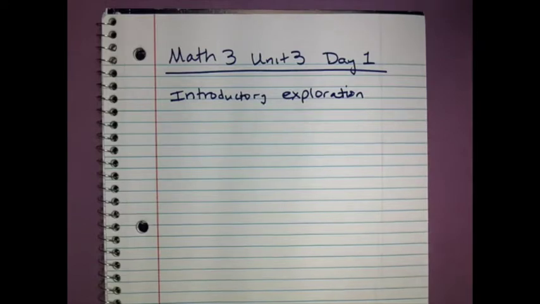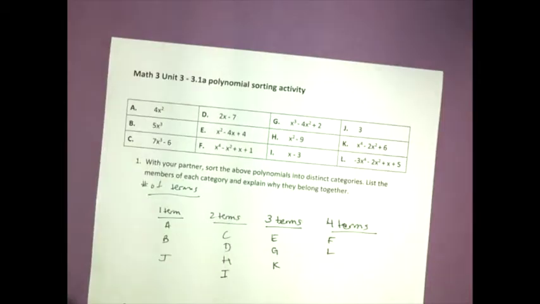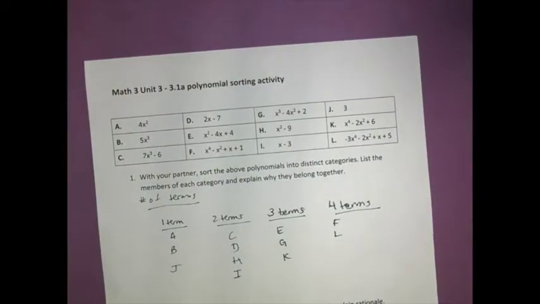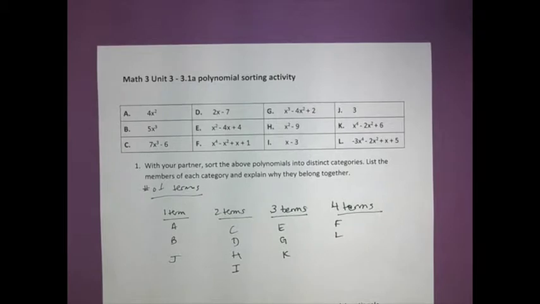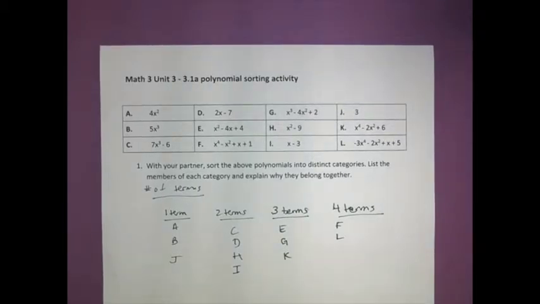One of the first things you'll see is something that should be about a 5-minute activity, called a polynomial sorting activity. Here you're given about 12 polynomials, of various lengths and various degrees, and students are asked to sort them in a way that makes sense to them into distinct categories with their partner.